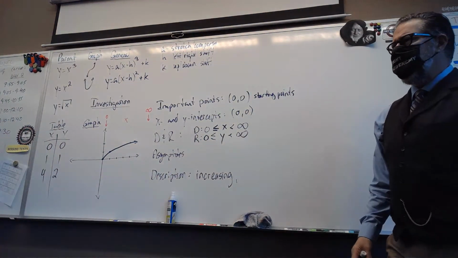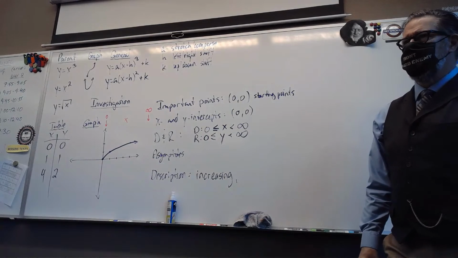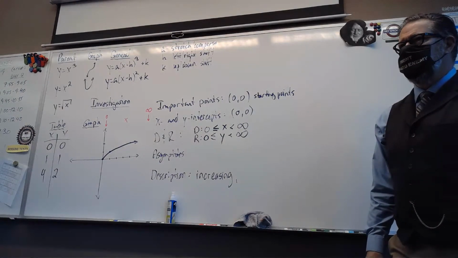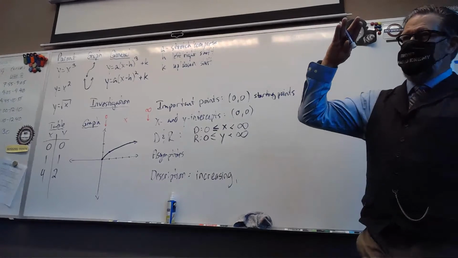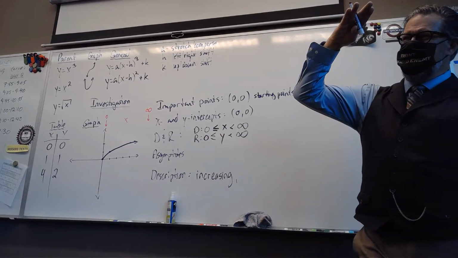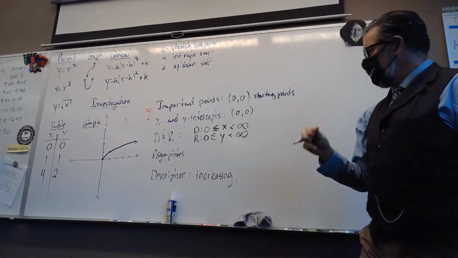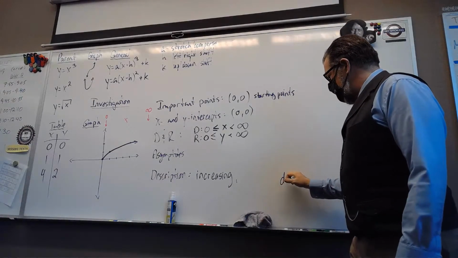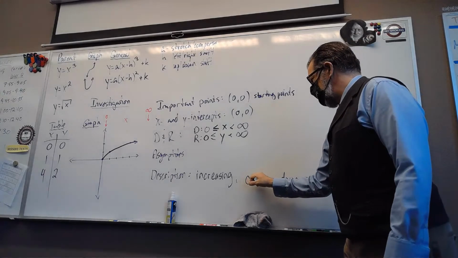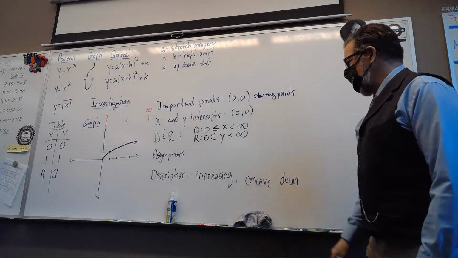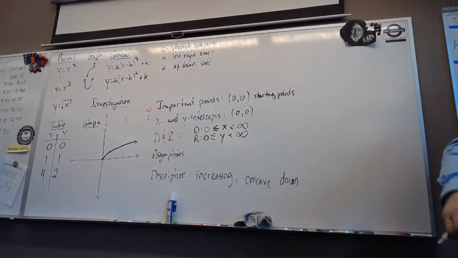No. Which way is the curve? Up or down? Really? Down. And what's the word we use to describe the kind of curve? Concave. Concave. Boom, there it is. Concave down, increasing, concave down. Guys, that's it. There's the description.